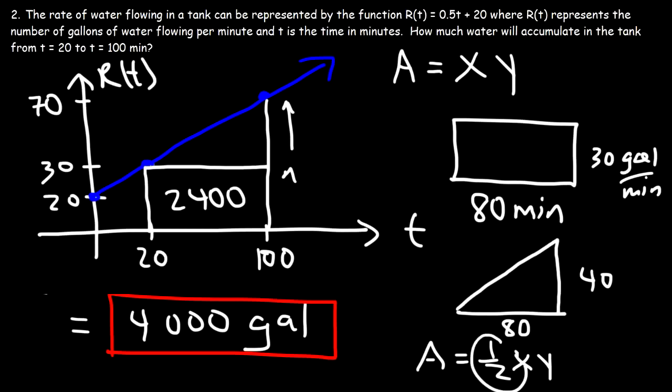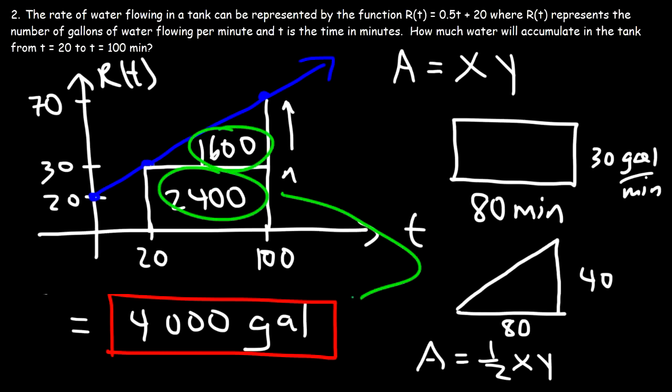But we need to take half of it, because we no longer have a rectangle, we have a triangle. And a triangle is half of a rectangle. So that's why it's a half base times height. So half of 3,200 is 1,600. Thus, if we add 1,600 and 2,400, that's going to give us our answer of 4,000.